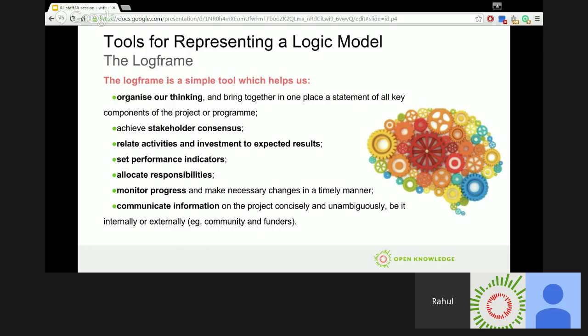So why should we use a LogFrame? Basic points I've listed there, so just to go through them. It's mainly to organize our thinking, be more focused in communication, achieve stakeholder consensus, to think through how activities and investment will lead to the expected results, be able to set performance indicators so we can track if we are moving towards that goal, to also allocate responsibilities clearly, especially for monitoring and evaluation. There's a lot of data collection that needs to be streamlined properly to use resources properly, and there needs to be clear indication where that is going to come from and who's going to look over that and see that it's being collected in the proper way.